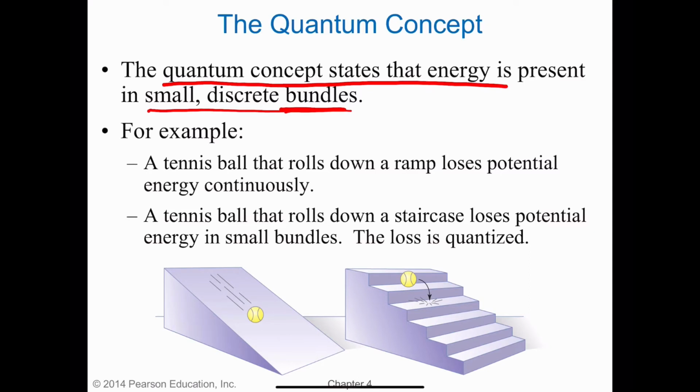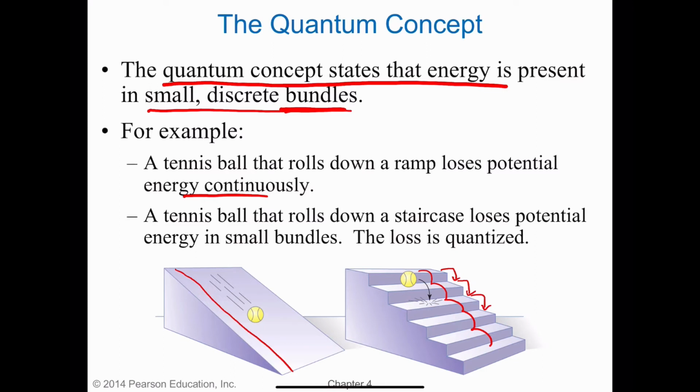The analogy that the book has is a ball rolling down a ramp. It's losing energy continuously, but if it's bouncing down the stairs, it's losing energy in quantized packets because it loses so much potential energy going to one stair, and then it loses a little bit more potential energy going to the next stair. This requires a little bit of physics knowledge, where as a ball or any object gets closer to the surface of the earth, it's losing gravitational potential energy.